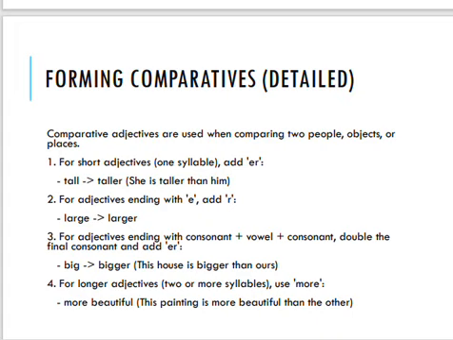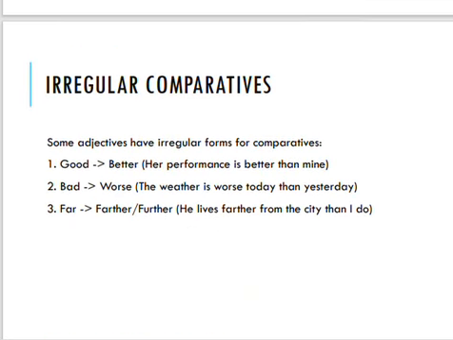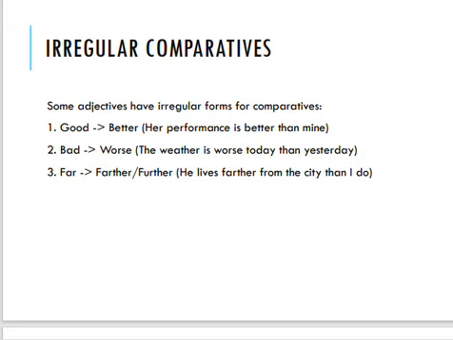Not all adjectives follow these rules. Some adjectives have irregular forms when comparing. Here are some common irregular comparatives. 1. Good becomes better. Example, her performance is better than mine. 2. Bad becomes worse. Example, the weather is worse today than yesterday. 3. Far becomes farther or further. Example, he lives farther from the city than I do.